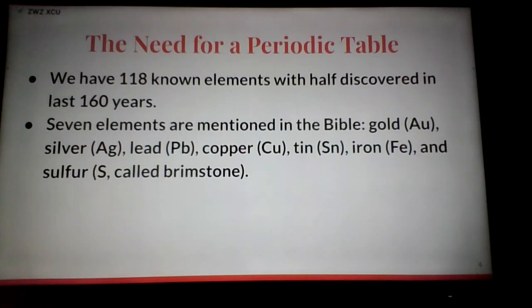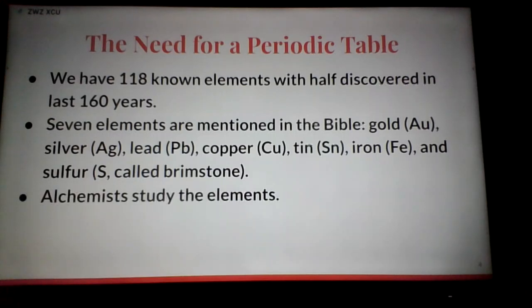And as we said last time, each element has its own atomic number. Gold is 79, silver is 47, lead is 82, copper is 29, tin is 50, iron is 26, and sulfur is 16. Remember, atomic number means the number of protons in the atom's nucleus.